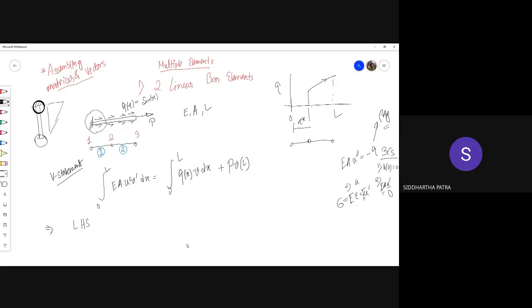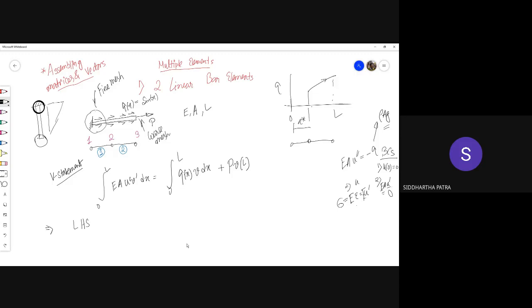Since the stress is typically higher at the fixed end, because all the reactions are coming from the fixed end, I would argue that you take more elements towards the fixed end and fewer elements at the free end. The technical term is, take a fine mesh over here and take a coarse mesh over here, towards the free end.